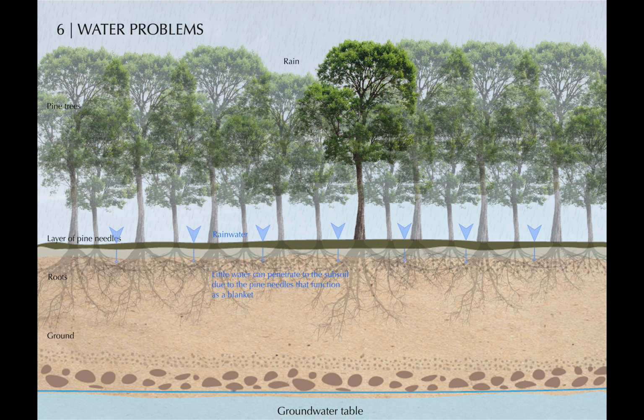This is mainly because they are coniferous forests. The needles that fall from the trees form a kind of blanket on the ground, which means that much less water can go into the subsoil. It rather remains on the blanket of needles and then evaporates to a large extent, so that the groundwater table is replenished less.